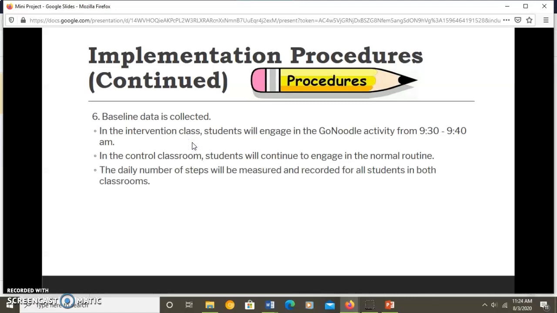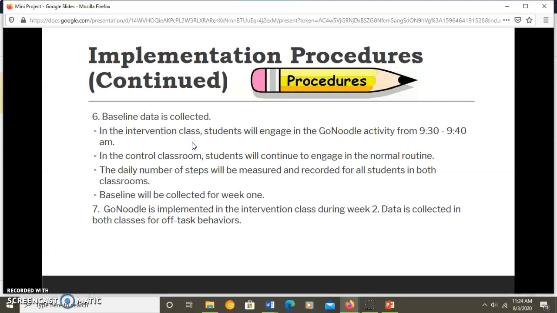And daily number of steps will be measured and recorded for all students in both classrooms. But during the baseline, both intervention and control classes will just be business as usual. There will be no intervention during baseline. Baseline will be collected for 1 week.